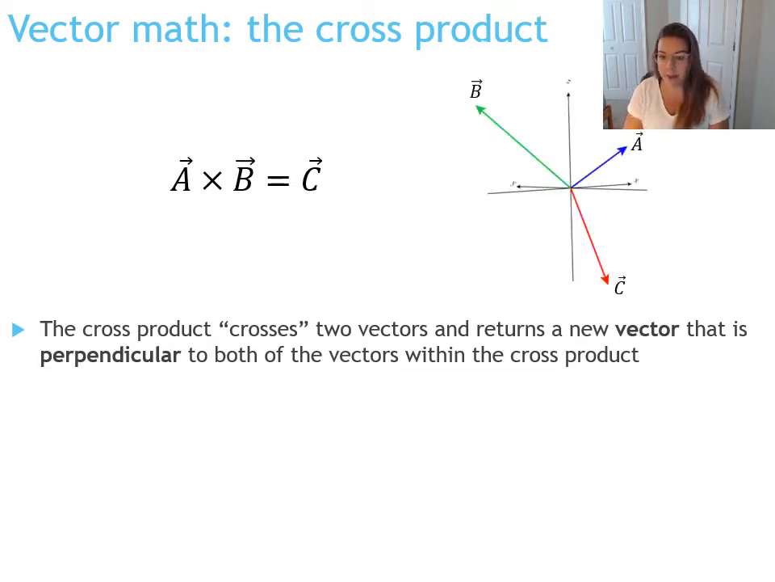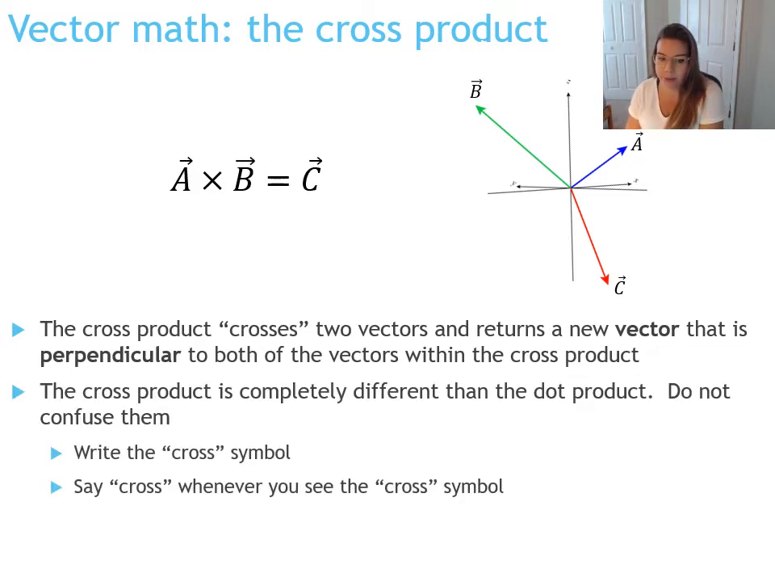So if you have an example here, if I take two vectors A and B and I cross them, the result is vector C, and you'll notice there that vector C is perpendicular to both A and B. A and B don't have to be perpendicular to each other, but C must be perpendicular to both of them.